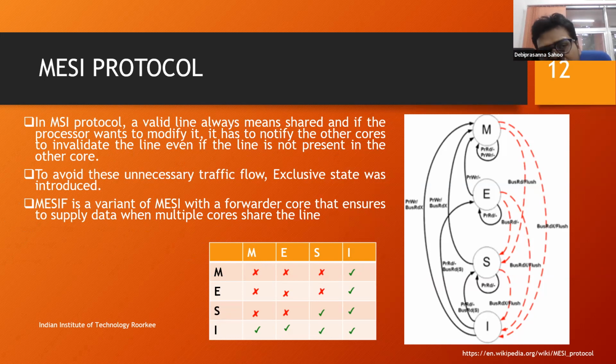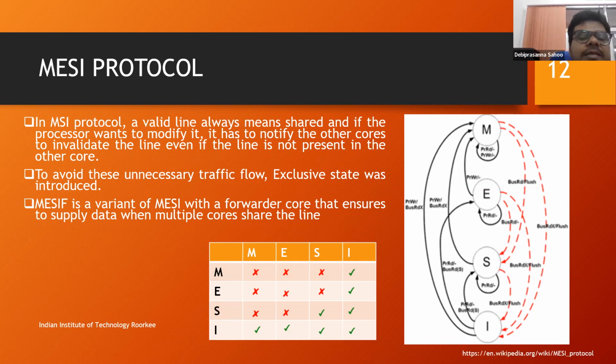Now, in a typical MESI protocol, all three will say that we have the line. Then the bus will have to do an arbitration to choose anyone at random or with respect to some algorithm, and it will return back the data from that core to me. But there is a confusion about who is going to supply the data. Otherwise, if the bus starts allowing everyone to supply the data, it will cause bus congestion.